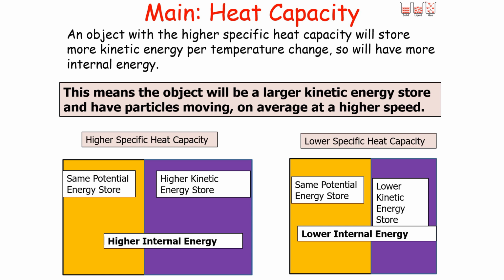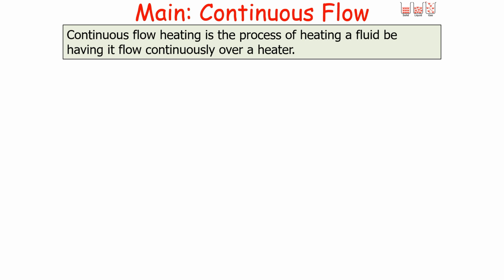So the object will have a larger kinetic energy store and have particles moving on average at a higher speed compared to that object with a lower specific heat capacity. But how can we measure this specific heat capacity? Well, we can use something called continuous flow heating, and this is the process of heating a fluid by having it flow continuously over a heater.